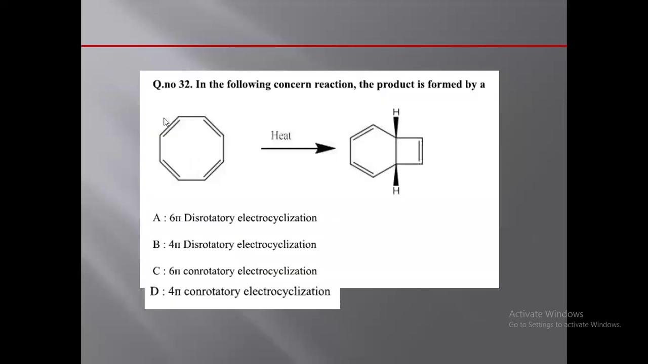Question number 32. In the following reaction, the product is formed by. You can see the structure. What is this structure? It is a cyclooctadiene, octatetraene. Different options are there, A, B, C, D. Option A is 6 pi electron disrotatory electrocyclization. B is 4 pi disrotatory electrocyclization. C is 6 pi conrotatory electrocyclization. D is 4 pi conrotatory electrocyclization.